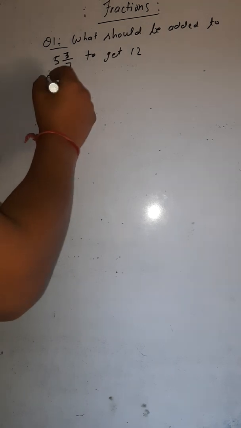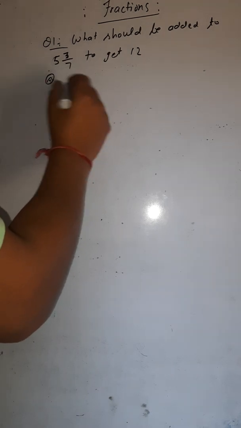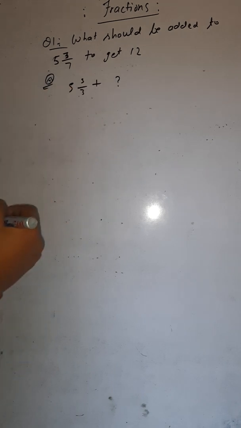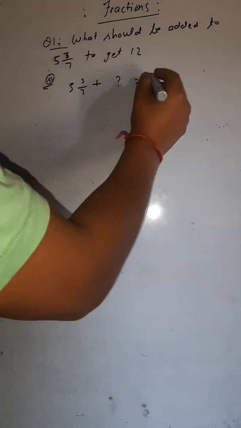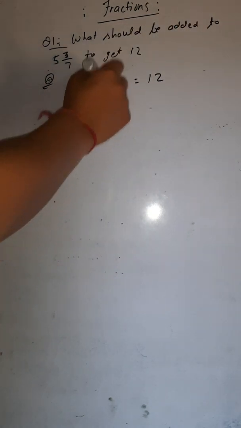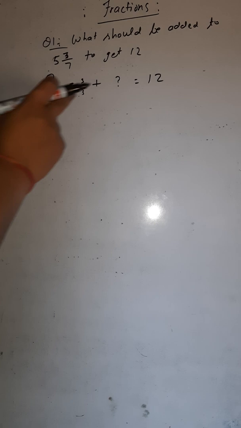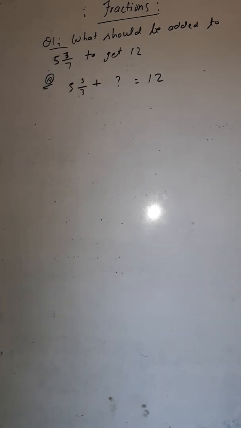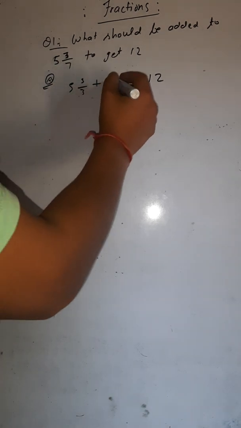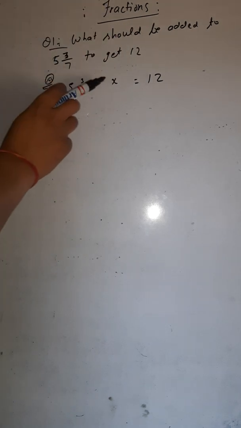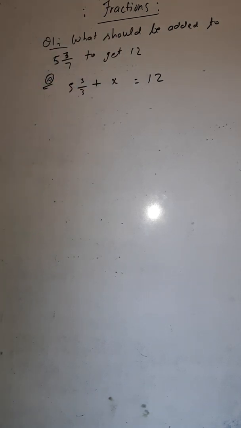Let's say this is the number 5 whole 3 by 7. Which number should I add here so that their sum would become 12? That you have to tell. Let's say we are adding x here. Now we have to find out the value of x.